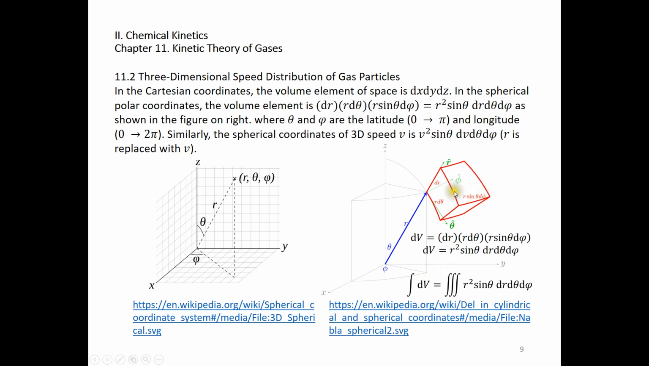Now we just multiply dr, r d theta, r sine theta d phi all together. You get r squared sine theta dr d theta d phi. So this is why we have this kind of volume element for the three-dimensional speed. Over here we can simply replace r with v. We get this volume element for speed.